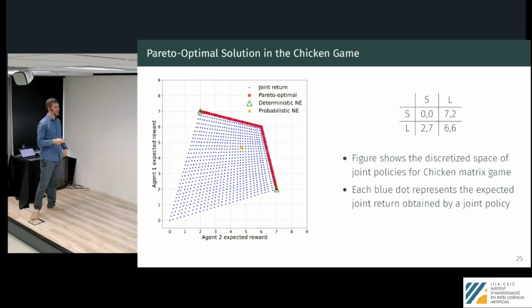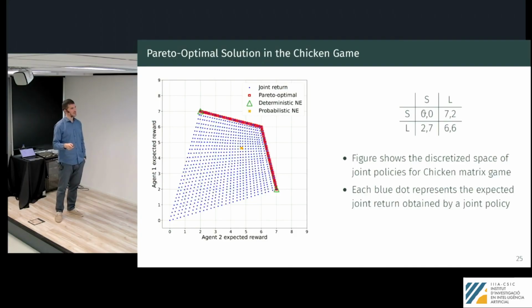And of course, if both of them keep going straight, then they will collide, and they're both dead, I guess, and then they get no reward. But one could leave, and then the other one gets a big reward because it's the big hero, and the one who left is the loser, but at least is still alive. And if they both leave, then they don't get the full reward because there was not a single winner. But that's basically the idea of the chicken game.